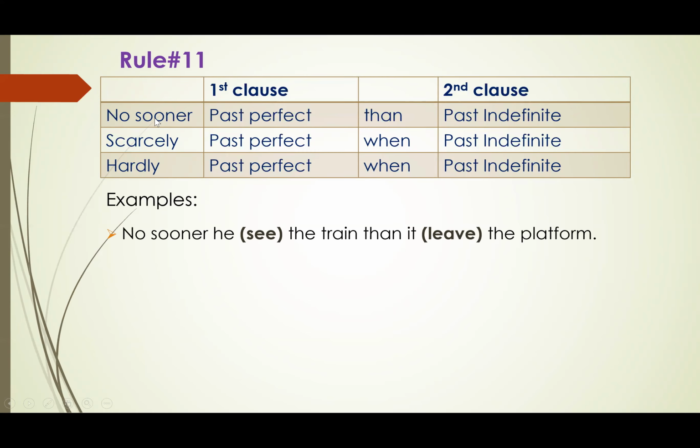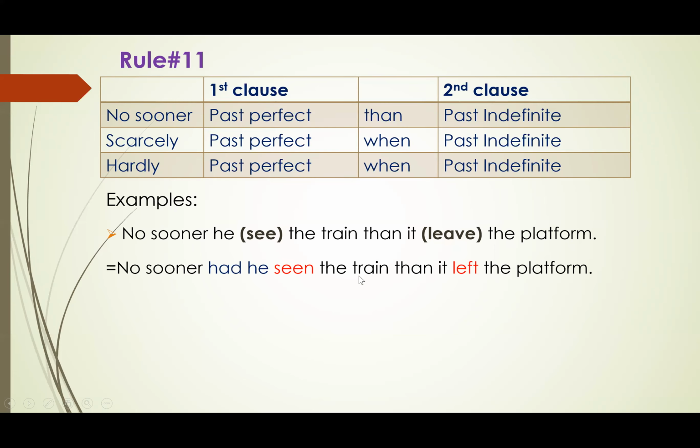You see, no sooner, first clause, he see the train. Okay, so past perfect. So we will use no sooner had. For past perfect, we know that had and the past participle form of verb. So we will use no sooner had he seen the train. Then is here, then it, past indefinite. The past form of the verb leave is left. So it left the platform. No sooner had he seen the train than it left the platform.